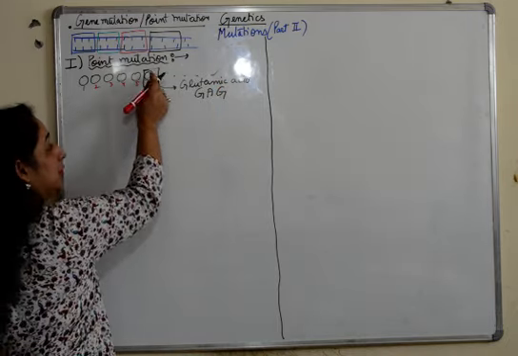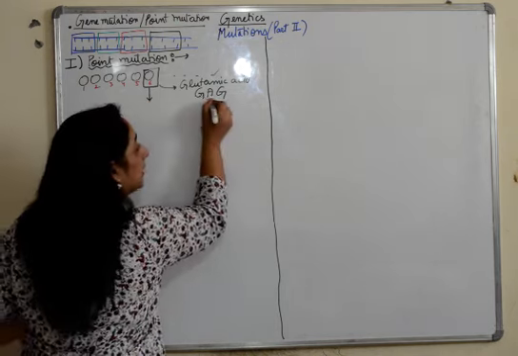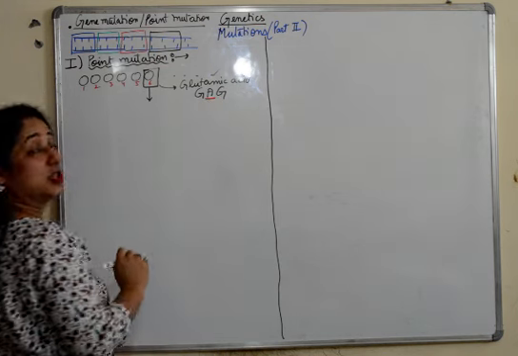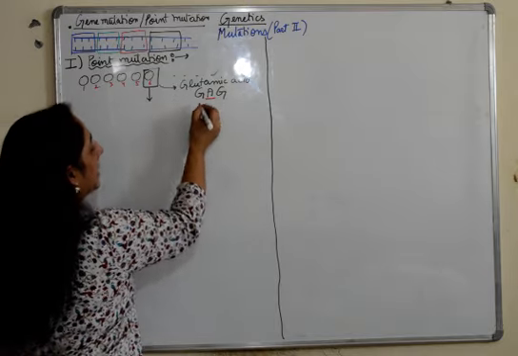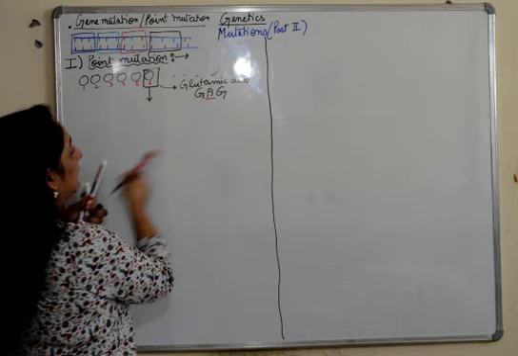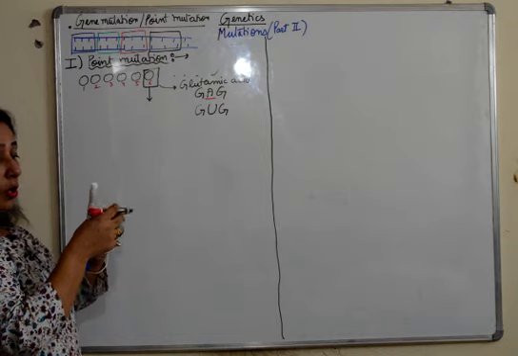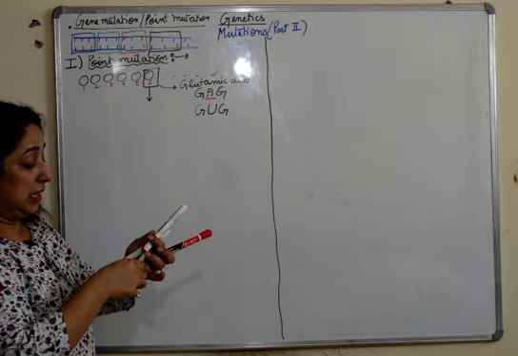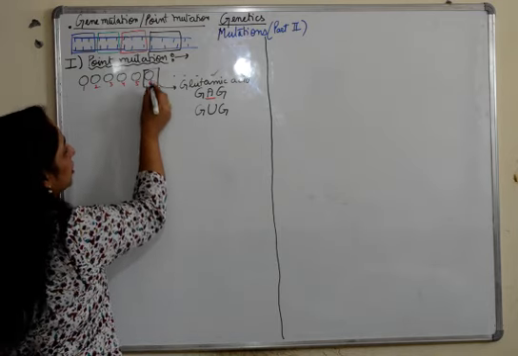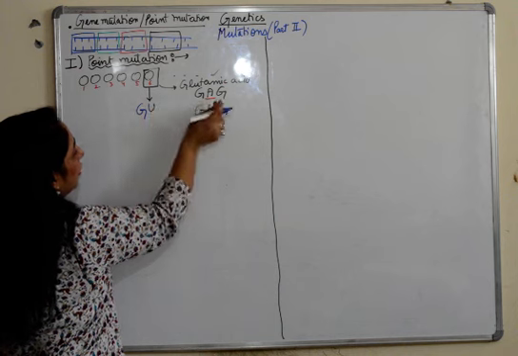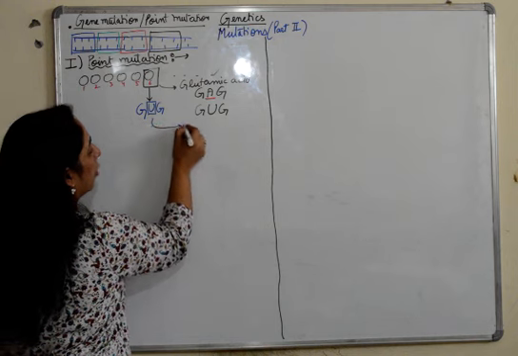But what happens? A change takes place in this nitrogenous base. This is replaced with uracil, because we are talking about the mutation which takes place in sickle cell anemia. So at the 6th place, GAG is now converted into GUG, which codes for valine.